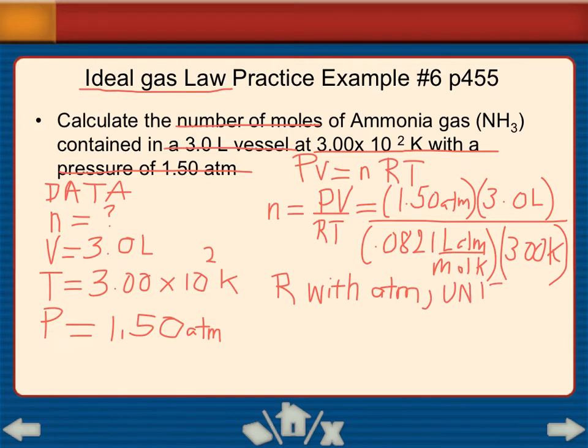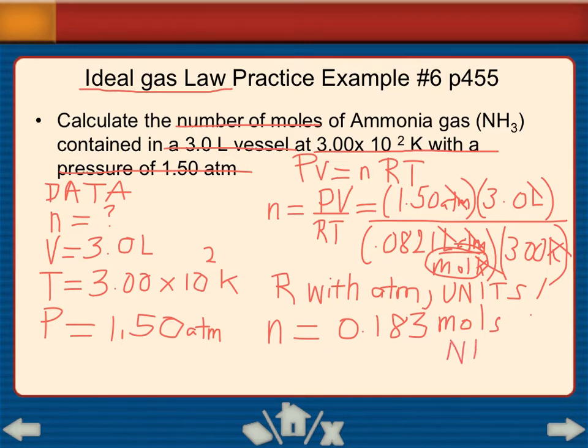Once we choose the correct R and check our units, we find out everything cancels except for moles. Moles is what we're looking for, so that means we have set the problem up correctly. Now we simply solve for the value of N. That comes out to be 0.183 moles of ammonia gas.